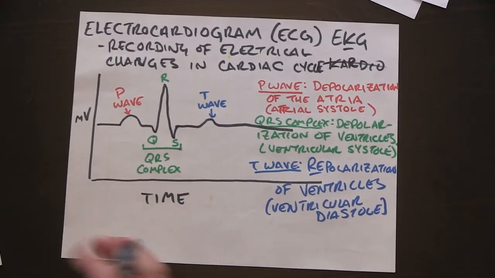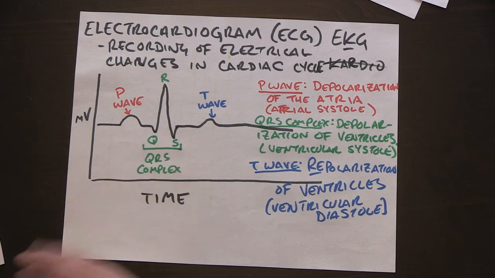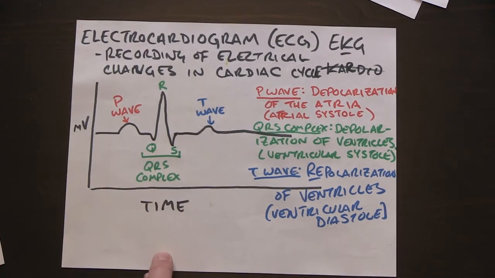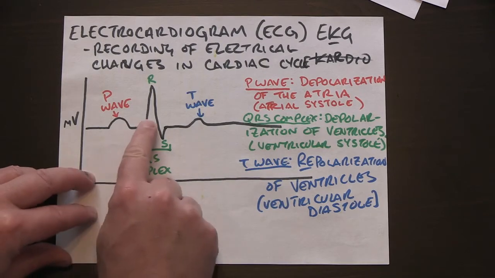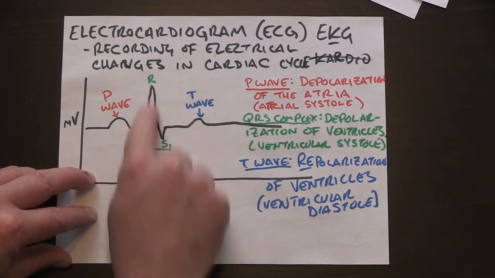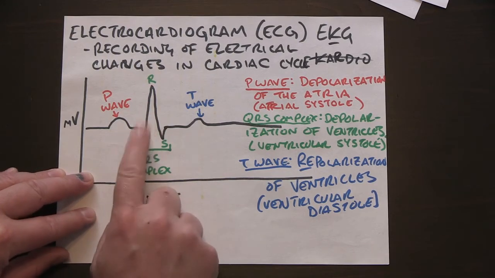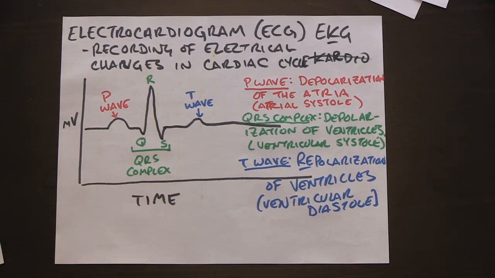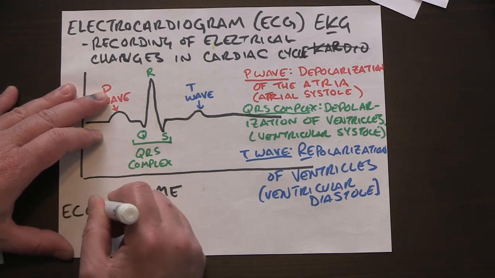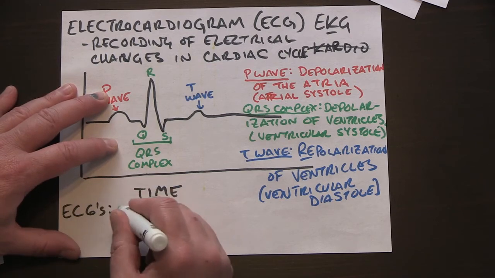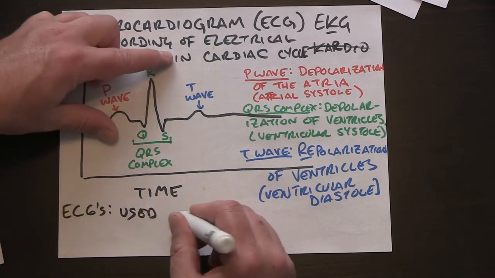And I know you're very astute and you're thinking, wait a minute, when do the atria repolarize? Well, they do repolarize and relax, but it's hidden. This is such a strong signal here that it's hidden behind the QRS complex, so you don't really see it on an ECG. So ECGs can be used to diagnose heart problems.